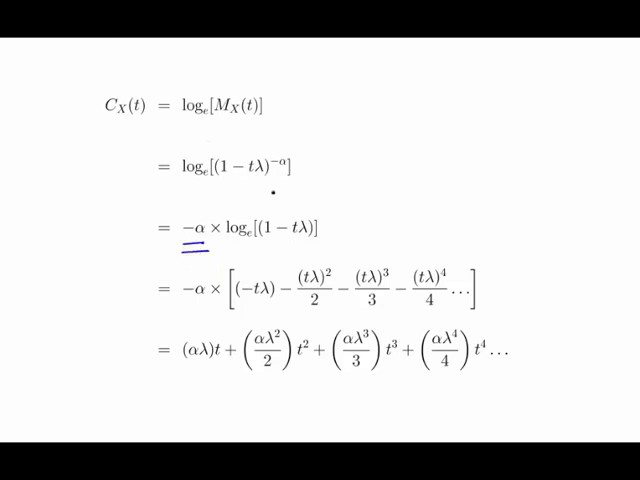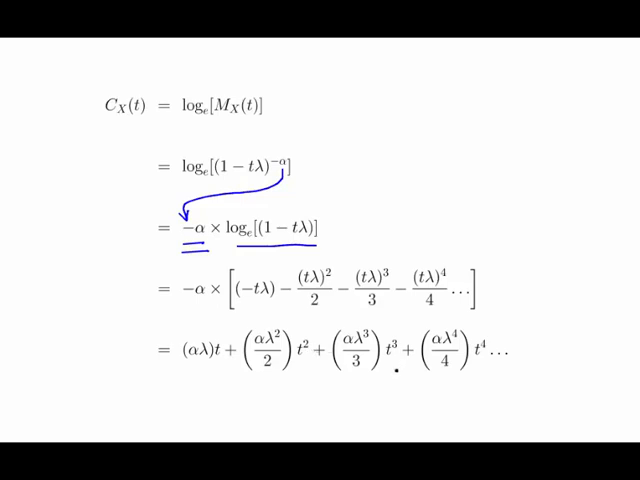So that's the minus alpha there, and again that's using the laws of logarithms just to bring that outside, to simplify things. And that's just using the expansion just above. So we have minus t lambda minus t lambda squared over 2 minus t lambda cubed over 3, and so on. When I multiply the whole thing by minus alpha, I get minus alpha times t minus alpha squared over 2 times t squared, and so on.